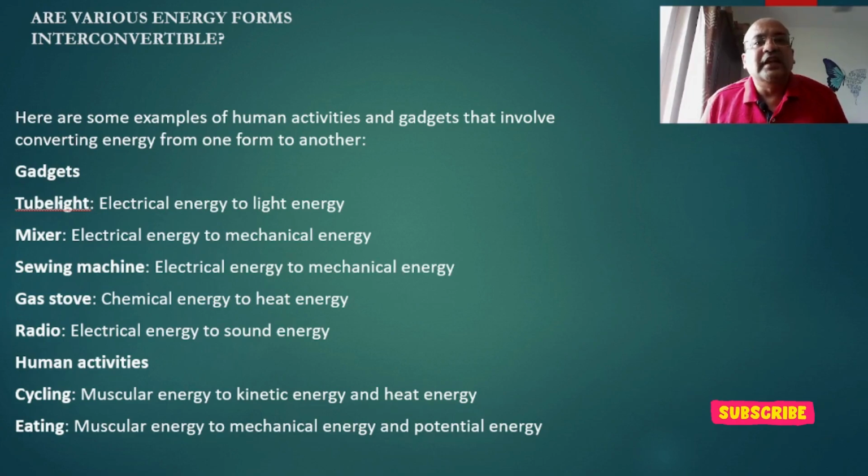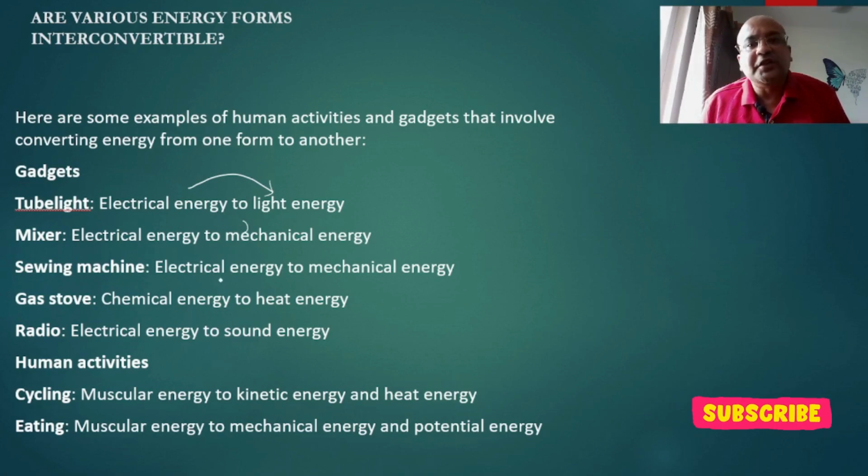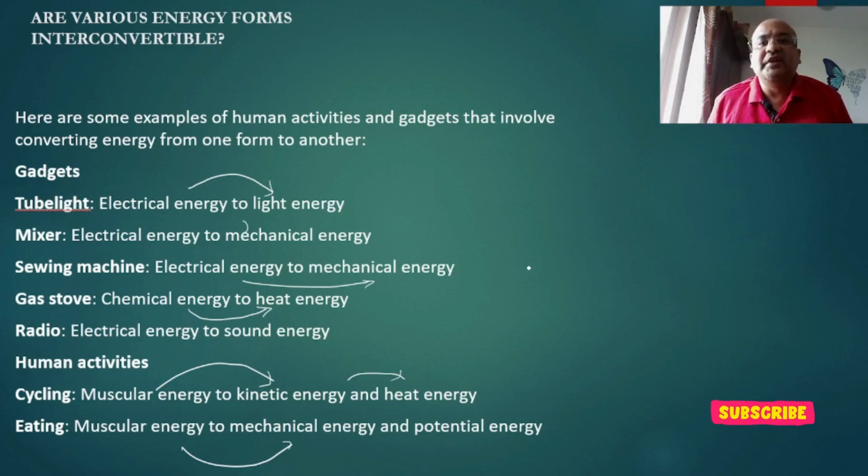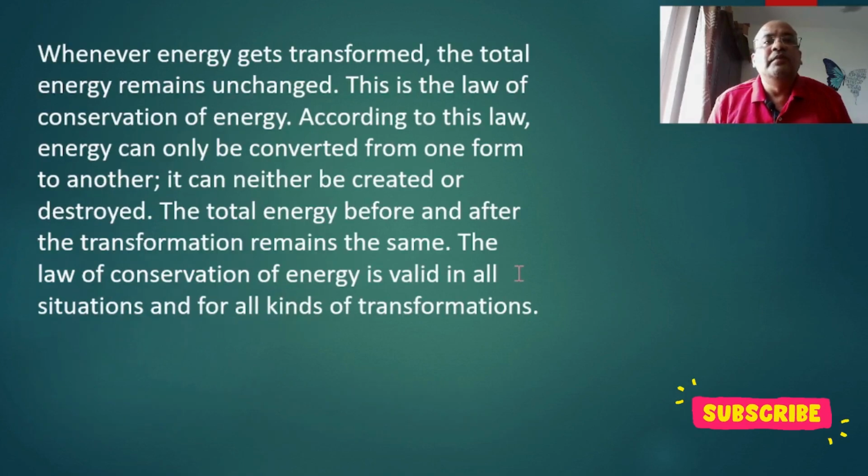Gadgets like tube light convert electrical energy into light energy. A mixer converts electrical energy into mechanical energy. The sewing machine also converts electrical energy into mechanical energy. A gas stove converts chemical energy into heat energy. Likewise in human activities, the muscular energy is converted into kinetic energy and heat energy. In eating, the muscular energy is converted to mechanical energy and potential energy. So energies can be interconvertible from one form to another form.